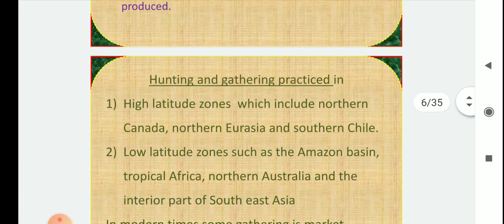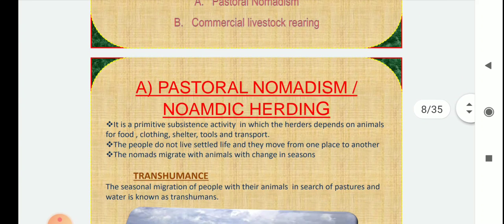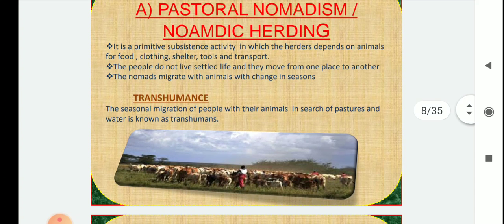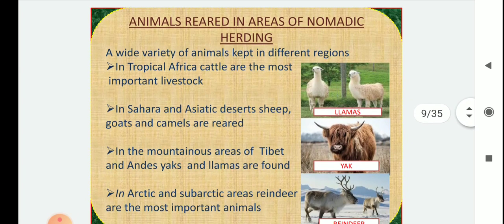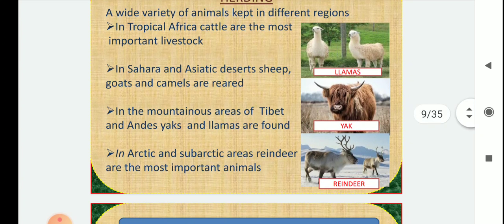Okay, so in the next slide, students, we will talk about pastoral nomadism, nomadic herding. Transhumance is the seasonal migration of people with their animals to pastures and water. The picture shows animals reared in areas of nomadic herding. In tropical Africa, cattle are the most important livestock. In the Sahara and Asiatic deserts, sheep, goats, and camels are reared. In the mountainous areas of Tibet and the Andes, yaks and llamas are found. And in Arctic and sub-Arctic areas, reindeer are the most important animals.